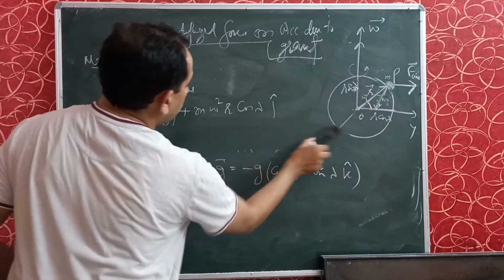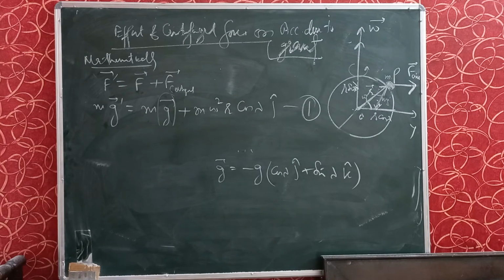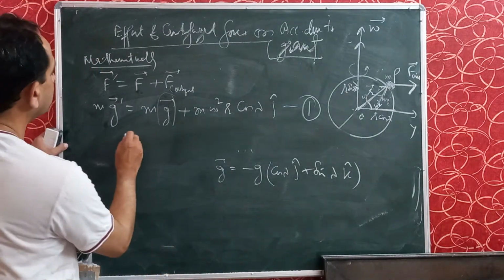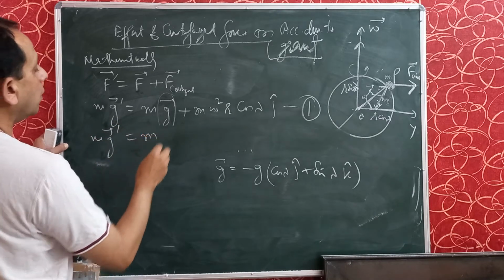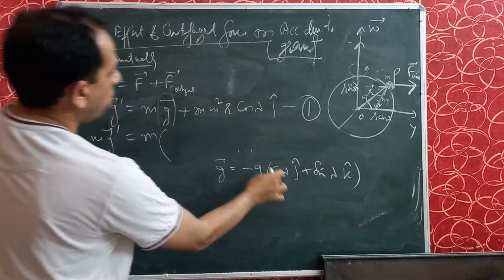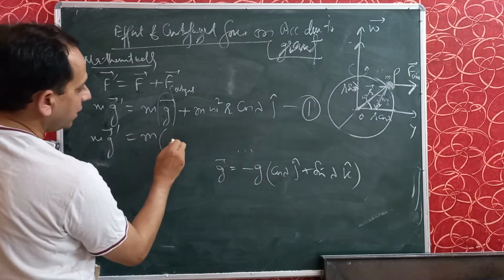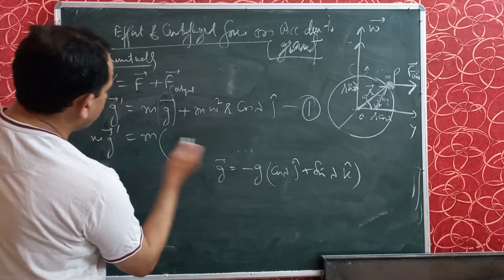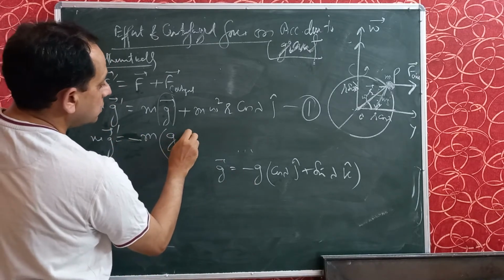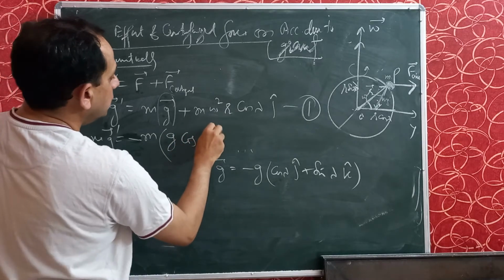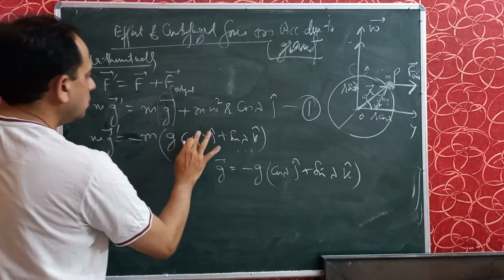So put this value in this equation, let it be equation number 1. Putting this value in equation number 1, on the right hand side it is completely an equation in component form. I have split all vectors into components. G vector is minus, so we can take this minus as common. It is minus g into cos lambda j plus sine lambda k.